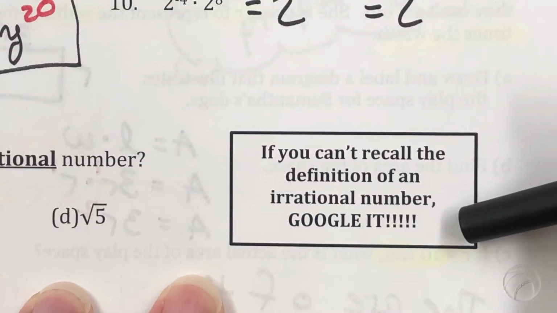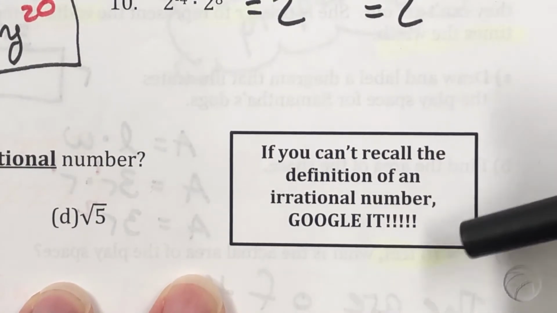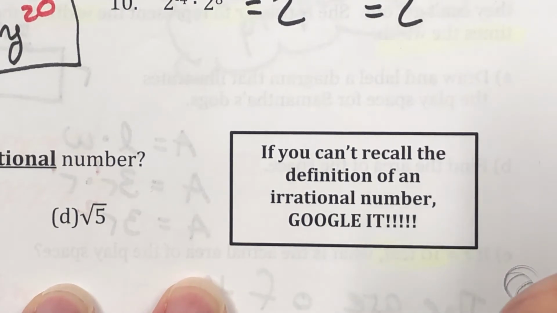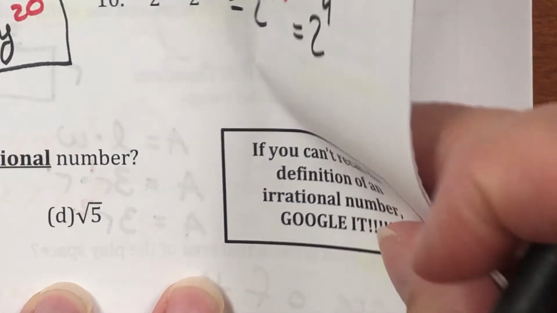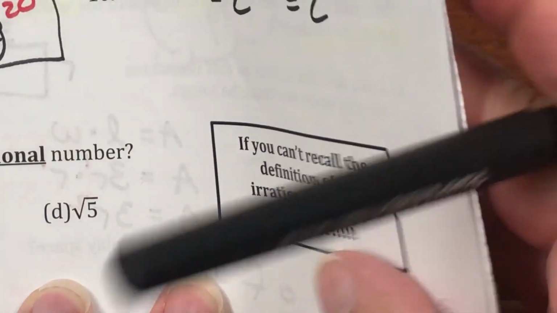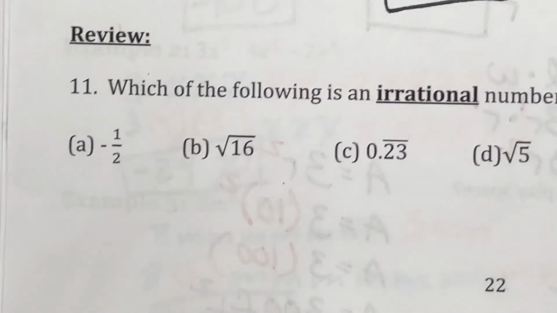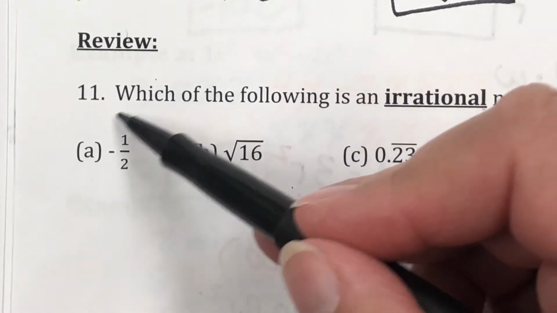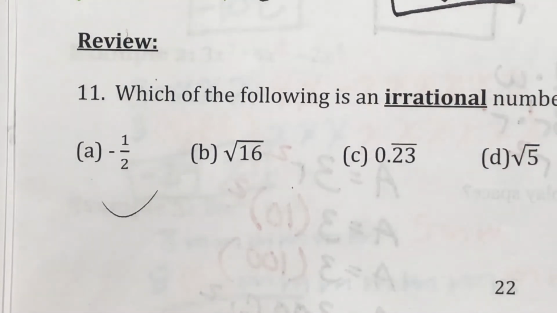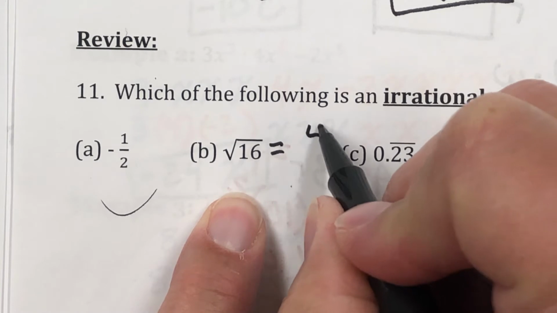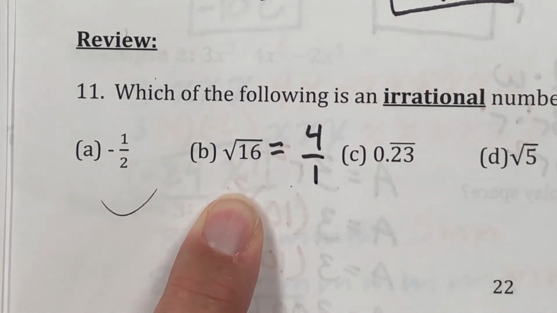Which of the following is an irrational number? If you can't recall the definition of an irrational number, Google it. There's no reason not to look things up if you're not sure. So which of the following is irrational? If you can change a number into a fraction, it's rational. Negative 1/2 is already a fraction, so that's rational. The square root of 16 is 4, and I can make that a fraction, 4 over 1.